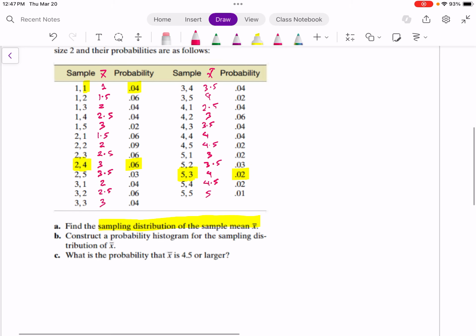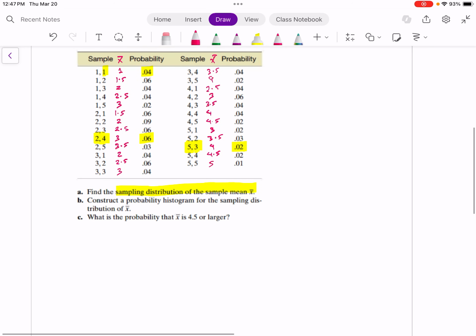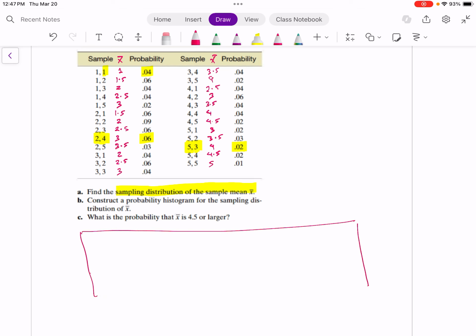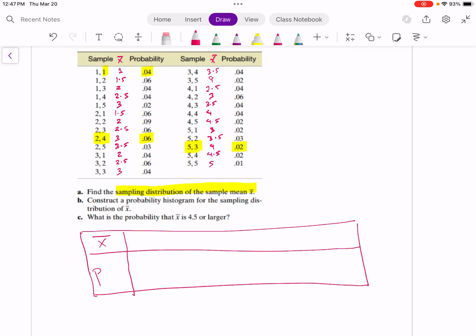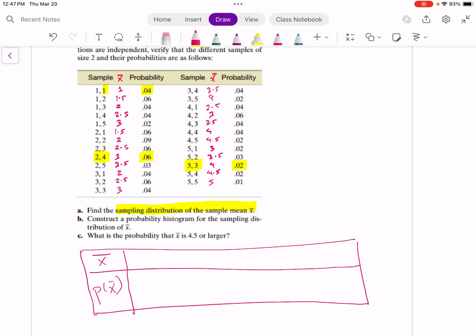So let's go ahead and make a table. And what do we have on our table? We have the values that X bar takes. So we have X bar and the probability of that X bar. Now what are the values our X bar takes here? So it takes 1, right? It takes 1.5. Does it take 2? It doesn't. It takes 1.5.